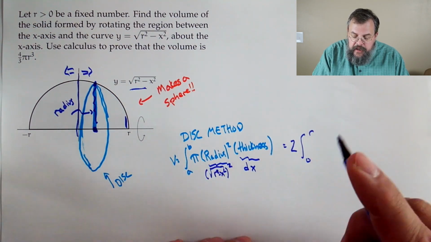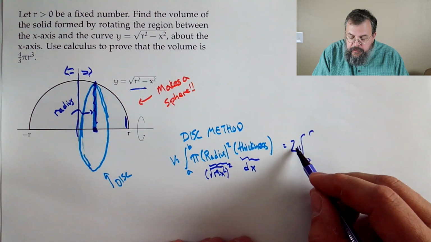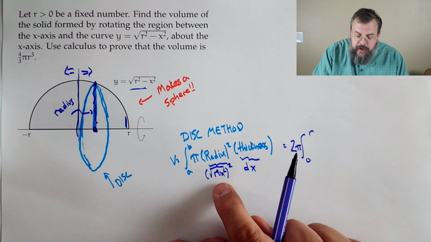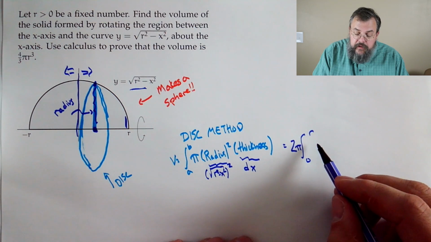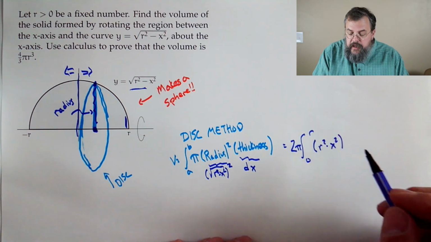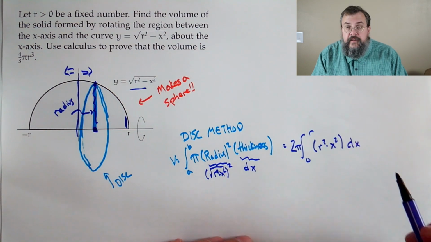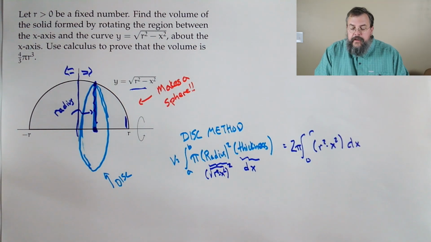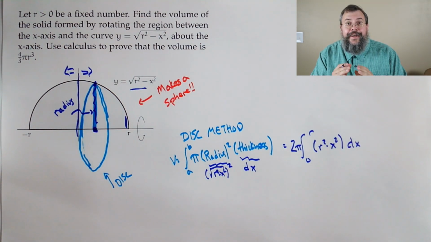I have the pi. Now that's a constant. Let's go ahead and pull that out as well. The square root of r squared minus x squared, squared. All right, that's r squared minus x squared. And then, of course, dx. All right, good. Now we're ready.